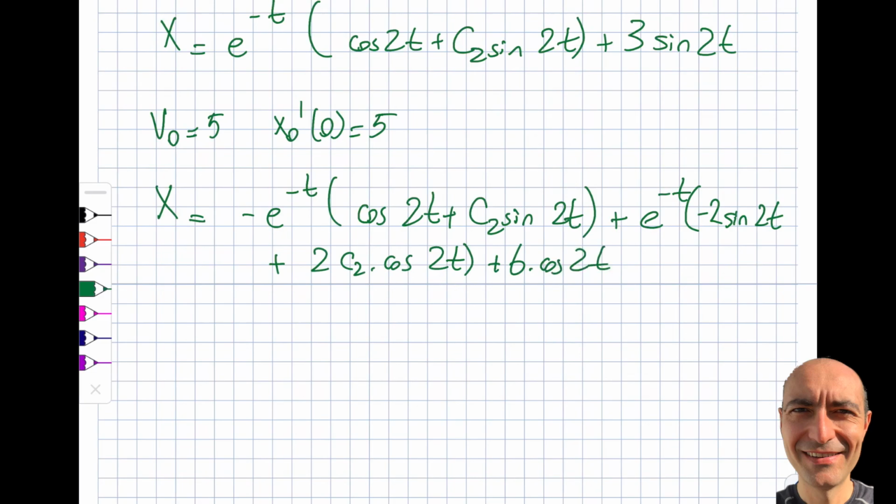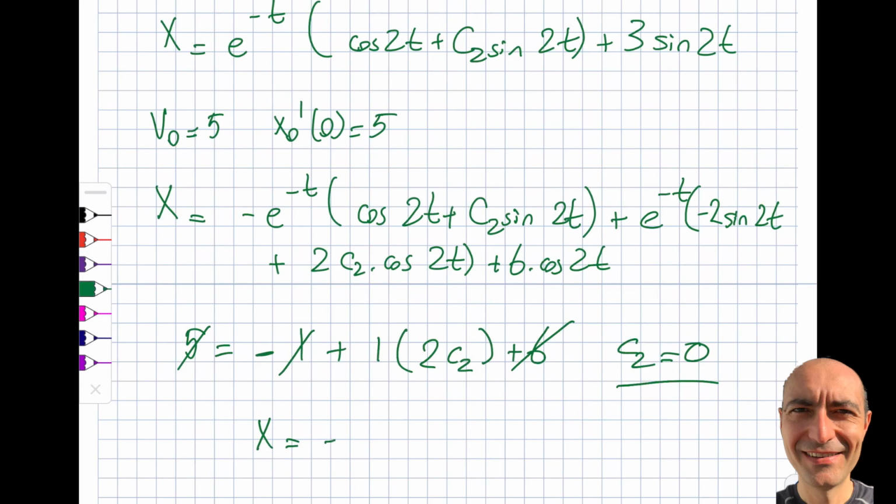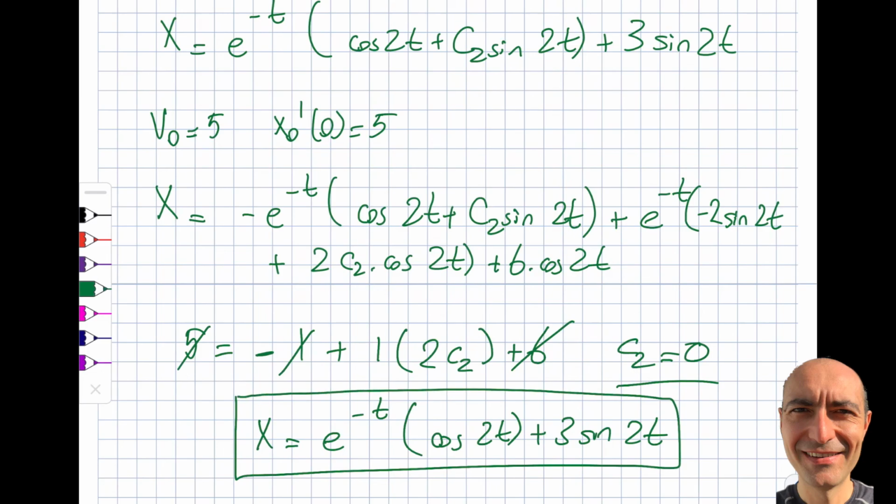Okay, then I'm going to insert t is equal to 0. 5, left hand side, is equal to e to the 0, that's 1, so there's a negative sign, let's not forget that. That's going to be minus cosine of 0, that's 1, sine of 0 is 0, plus, again, 1 times 2c2, plus 6, right? So what is going on in here? Let's take a look. These three cancel. So I get c2 is equal to 0. So then it means that my x will be, at the end of the day, e to the minus t times cosine of 2t plus 3 times sine of 2t. So this will be my displacement as a function of time.